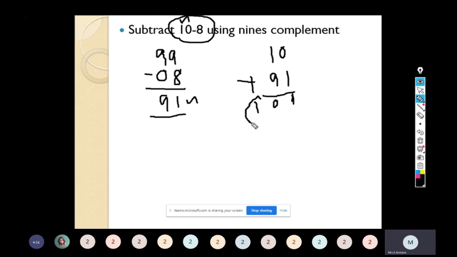If there is a carry, yes, if there is a carry, then we have to add the carry. So 0, 1 plus 1. What will be the answer? It will be 2. This is the answer for 10 minus 8 using 9's complement.